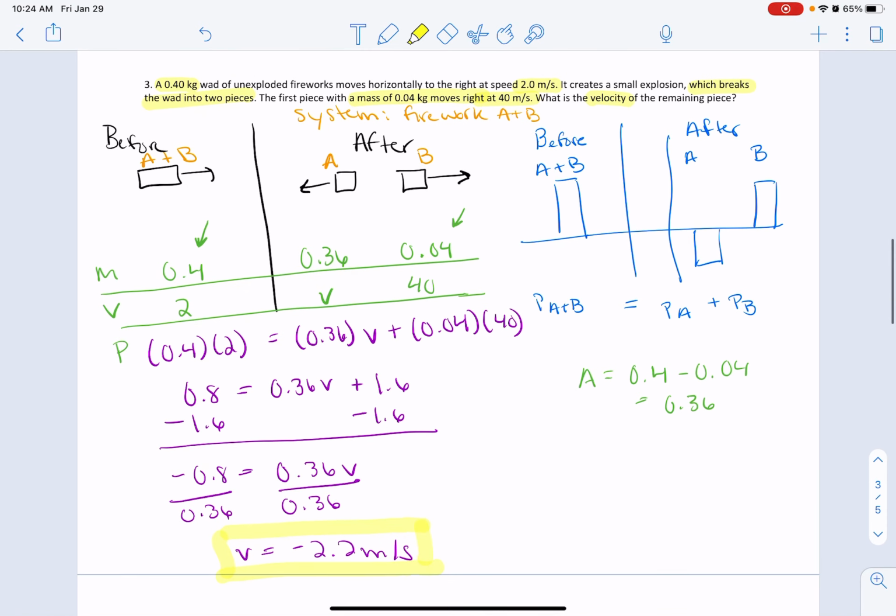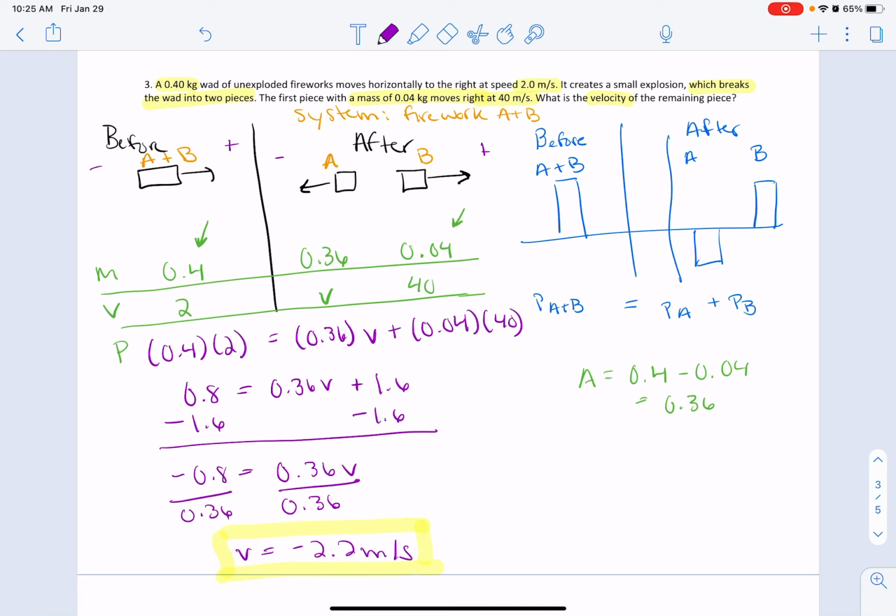Now, why does it make sense that A has a negative velocity? It makes sense because we know it's moving in the negative direction. If we assigned this as positive and this as negative, which we did because we said B had a positive velocity, that means A must be moving in the opposite direction, so it must have a negative velocity. So it checks out that we got a negative velocity.